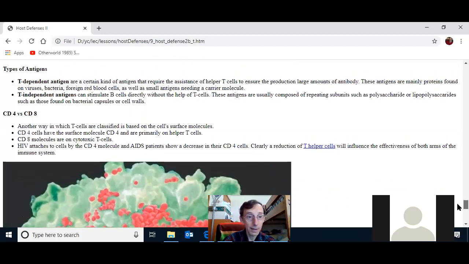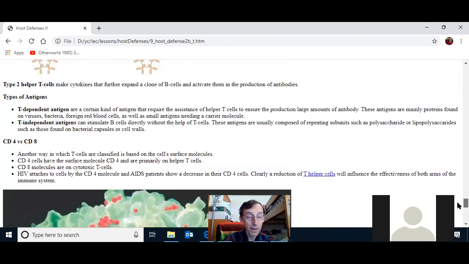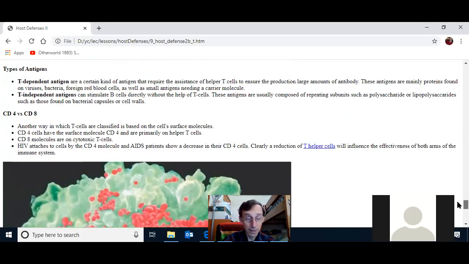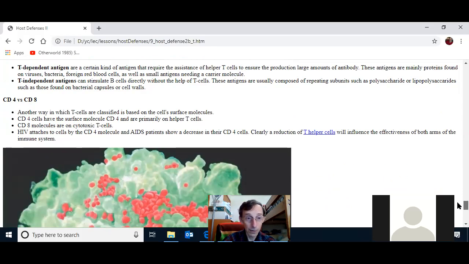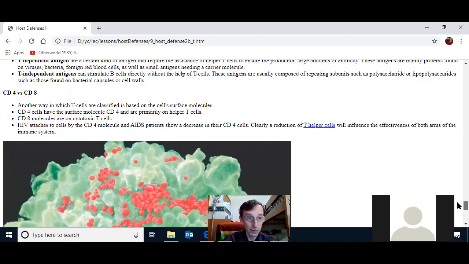We will talk about that in just a little minute. How important the T-dependent antigens are, we're going to come back to that, and we're going to look at the T cells and say that we already said you can classify them by function, but you can also classify them by their cell surface molecules.